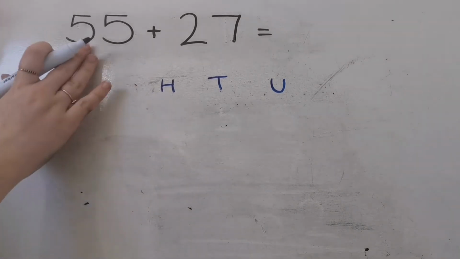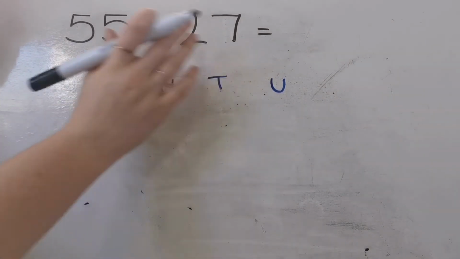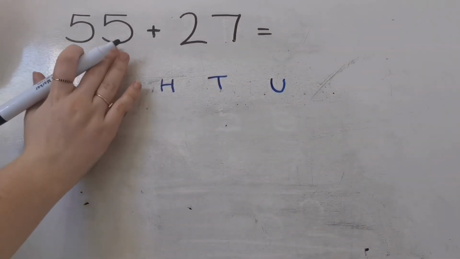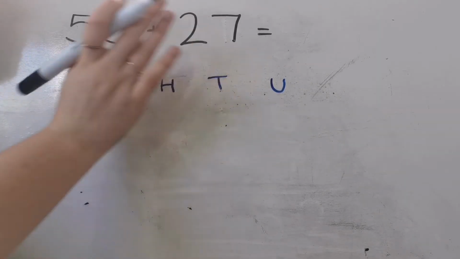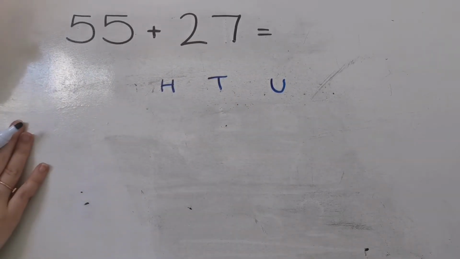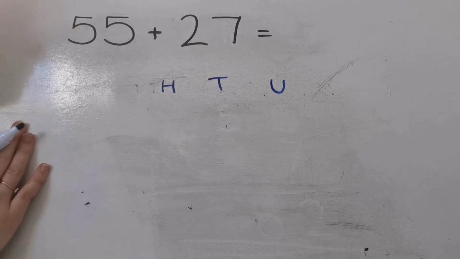Okay, as you can see, I've now written another problem on here. It is still 2-digit plus a 2-digit number, but it gets a little bit trickier because in this one, we are going to need to do something called regrouping, okay? Or you may have also called it carrying over.